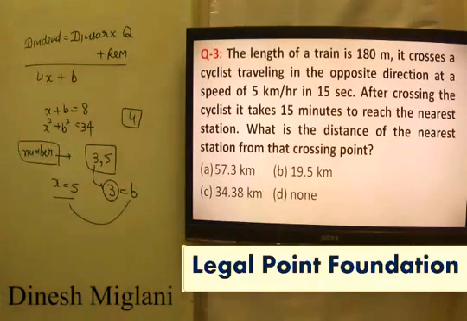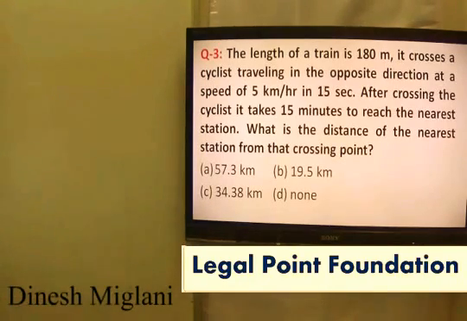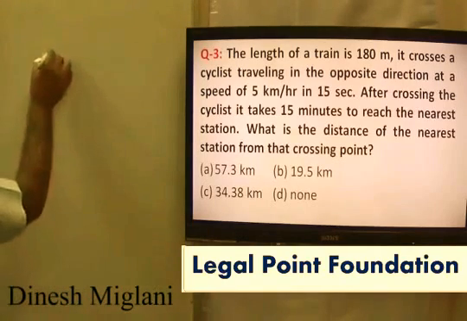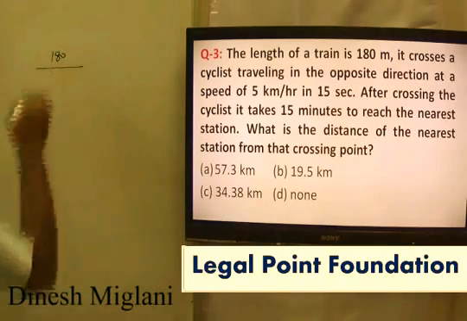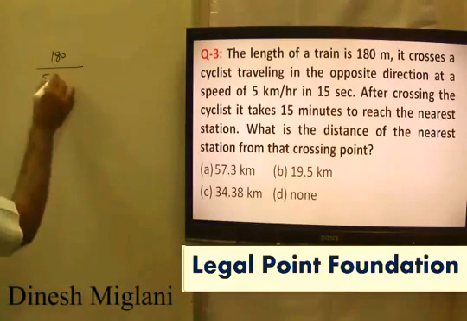Next we have question number 3 here. The length of a train is 180 meters. It crosses a cyclist traveling in the opposite direction at a speed of 5 km per hour in 15 seconds. What is the speed of the train? Let us say the speed of the train is x and the length of the train is 180. It has to cross a cyclist. Speed of cyclist is 5. Speed of train is x.